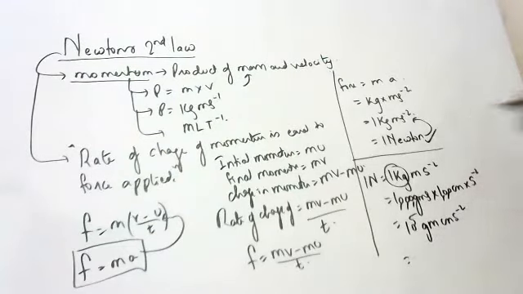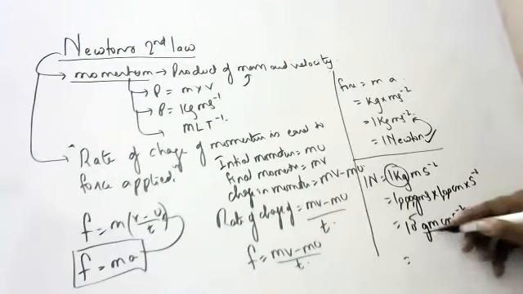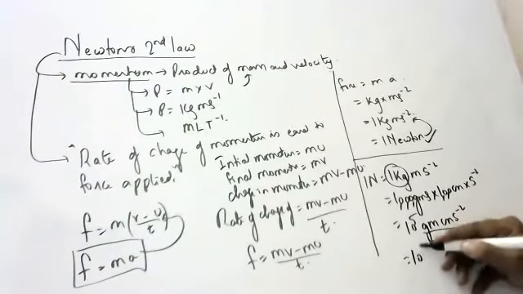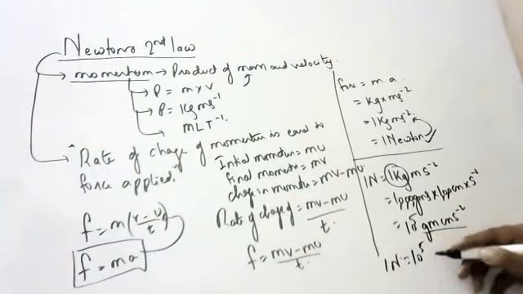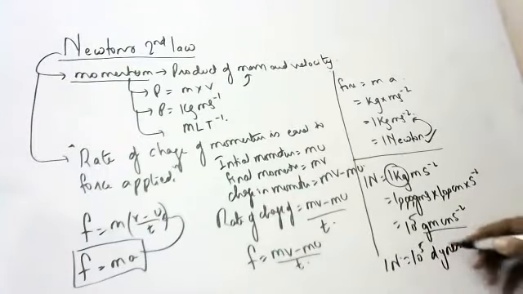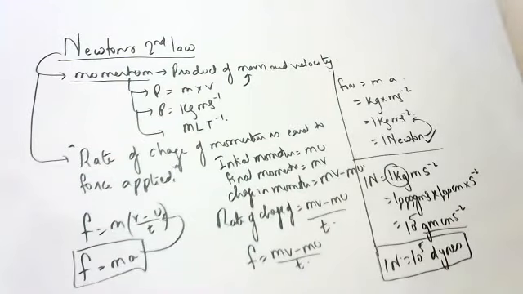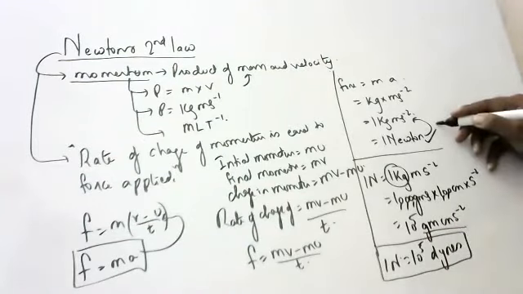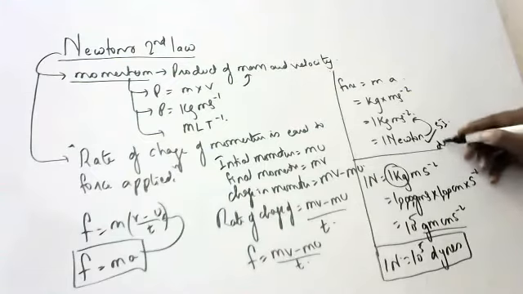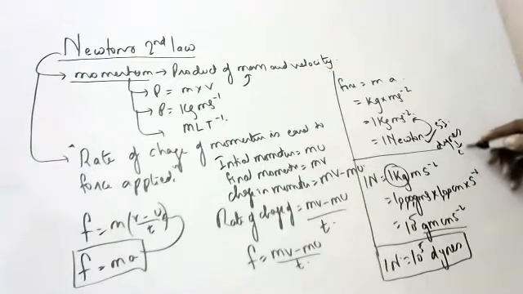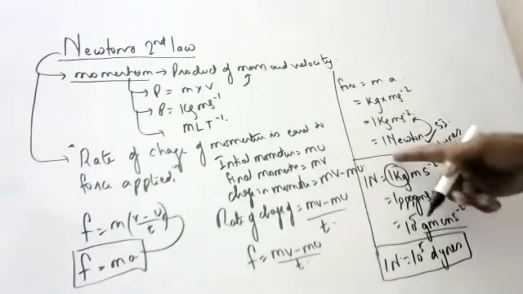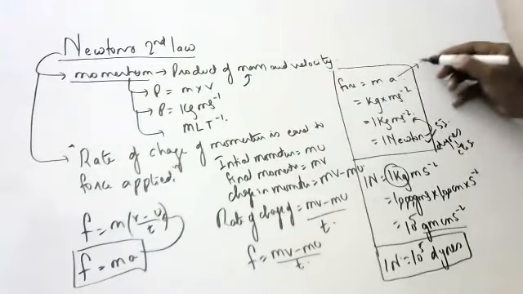Children, in the SI system it is Newton. In the CGS system, gram centimeter per second square, what do we call it? Dynes. So 1 Newton is equal to 10 to the power of 5 dynes. Newton is the SI unit and dyne is the CGS unit. You have to derive this relationship and show it. And force is a vector quantity because acceleration is a vector quantity.